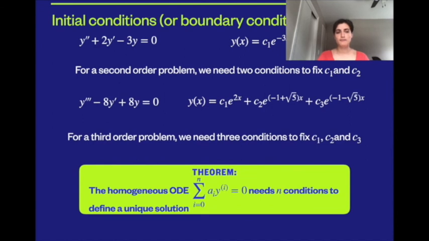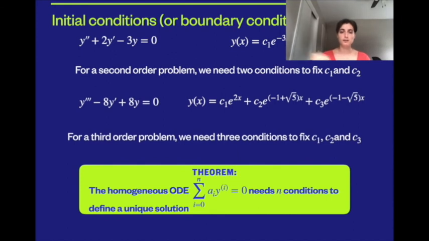Let's look at what we have found until now. We have a second order equation that we can solve and find a sum of two simpler solutions. So we need two conditions to fix C1 and C2. Then we have looked at a third order problem that sprouted three unknowns, C1, C2, and C3. This is a general pattern that we can turn into a theorem: if you have a homogeneous linear ODE of order n, it needs n conditions to define a unique solution.